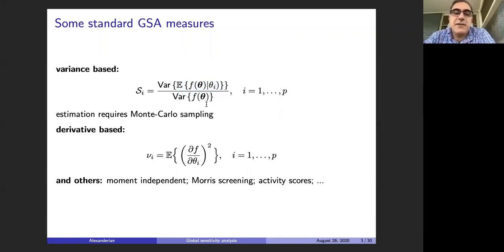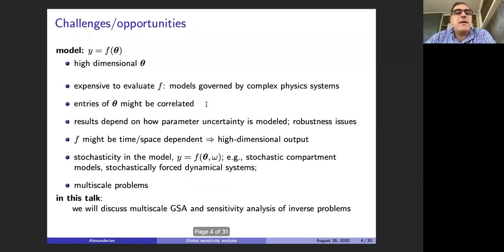Estimation of these indices is typically expensive and requires some form of sampling, as Thierry mentioned in the previous talk as well. You can also look at the derivative, and since the parameters are uncertain, you can look at certain moments of the partial derivatives. And again, you can generalize this for vectorial outputs and functional outputs. There are other metrics, of course. We saw some in the previous talk: moment-independent measures, Morris screening, and activity scores, where you leverage ideas from active subspaces, and so on. Okay, so what are some of the challenges and opportunities?